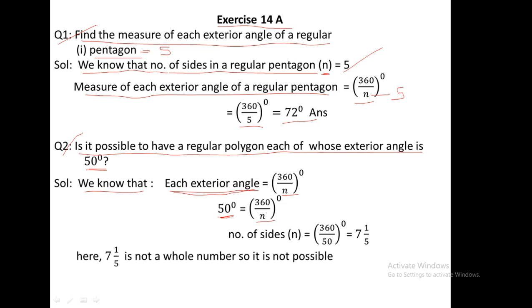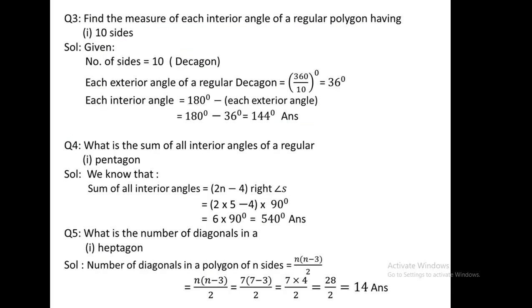Now we want to find the number of sides. For the number of sides we have to write n equals 360 degrees divided by 50 degrees. When we solve, it will come 7 whole 1 upon 5. This is a fractional value. So 7 whole 1 upon 5 is not a whole number, so it is not possible.